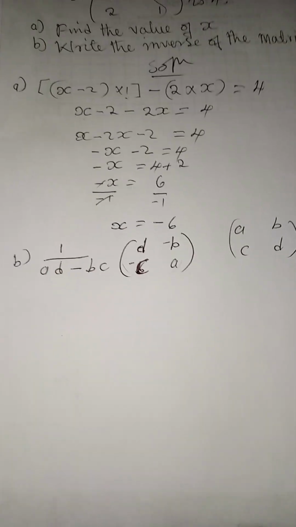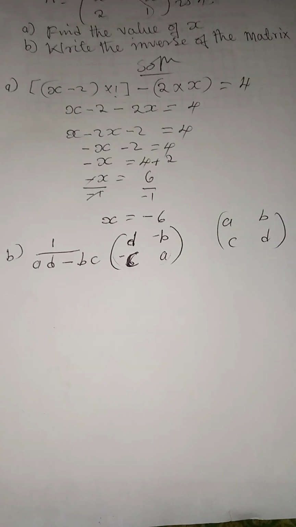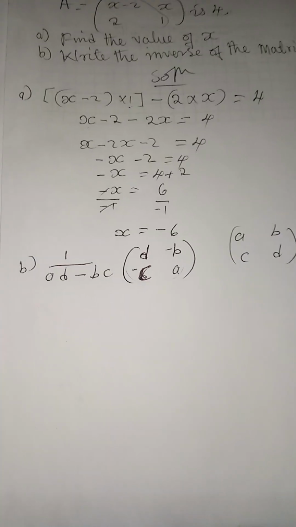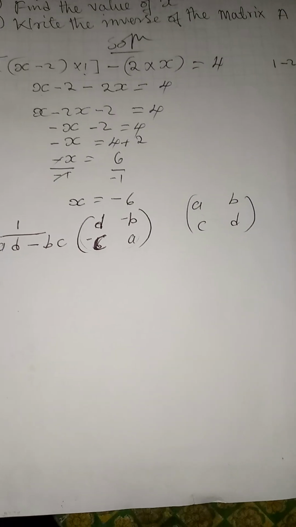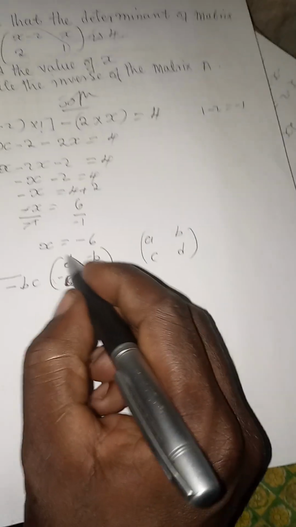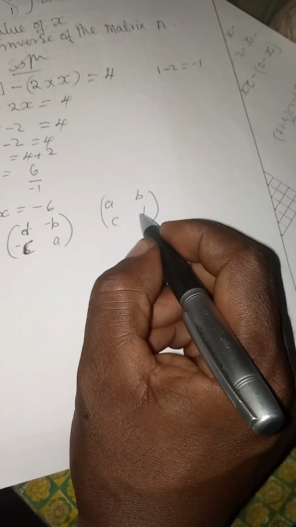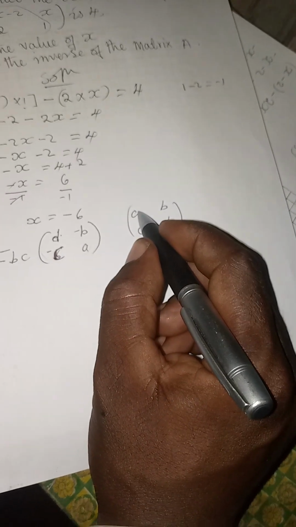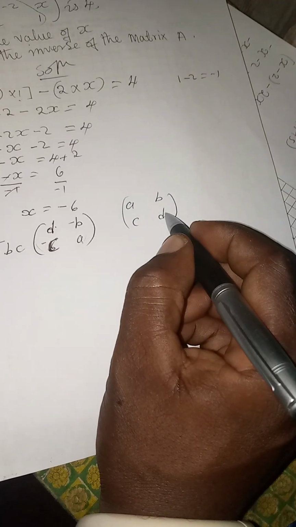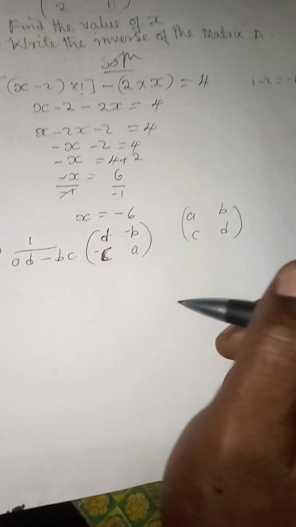We put the negative signs to the remaining B and C. These B and C, we only put in the negatives, okay? But for this A and D, we swap them. So if we had 2 here and 4 there, instead of it being 2, it will be 4, and instead of it being 4, it will be 2. That's the concept here.